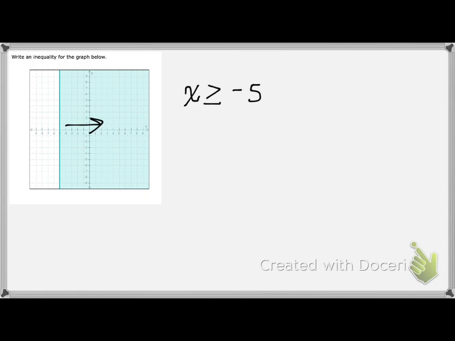So those are cases of finding inequalities, and prior to that we had the cases of finding the solution to an inequality, and we want to be able to do both of those moving forward.